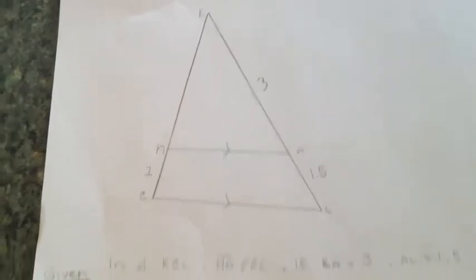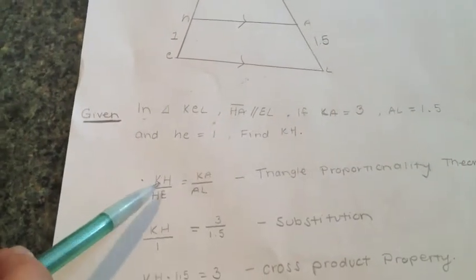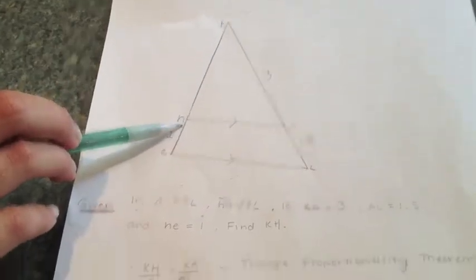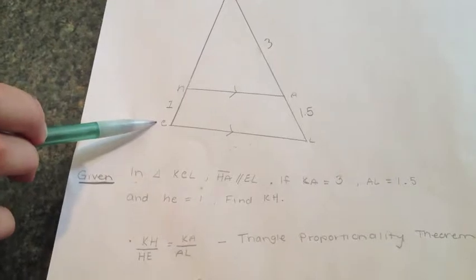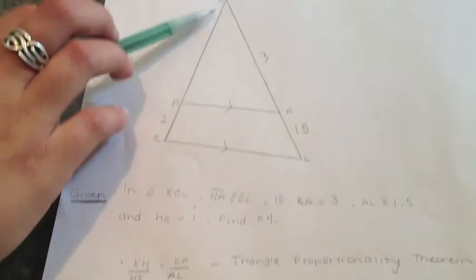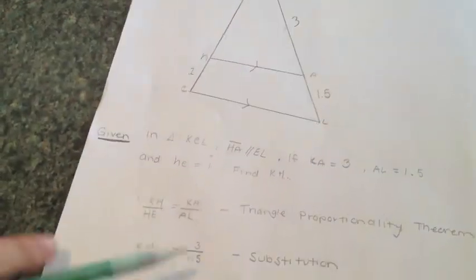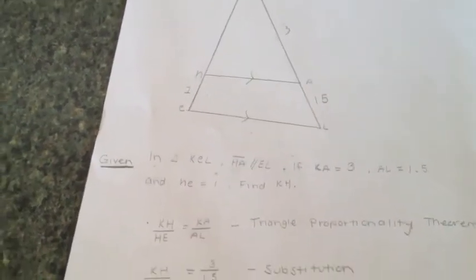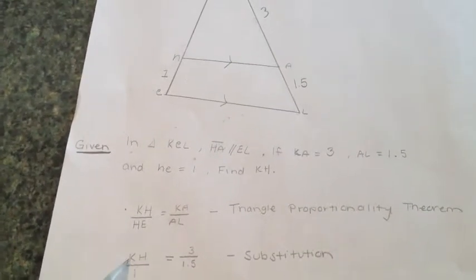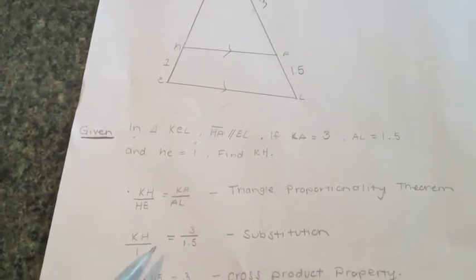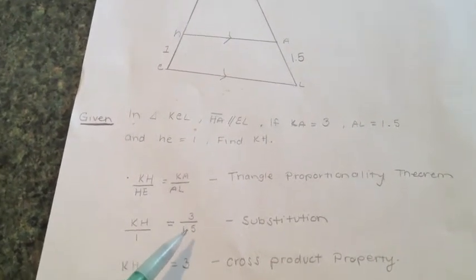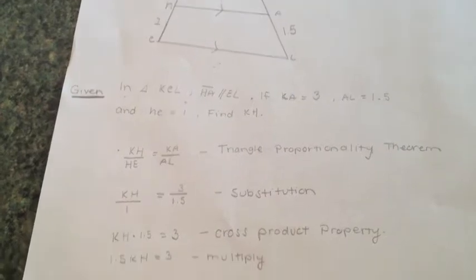Using the triangle proportionality theorem, segment KH over HE is equal to KA over AL. When substituting the numbers in, you will get segment KH over 1 is equal to 3 over 1.5.